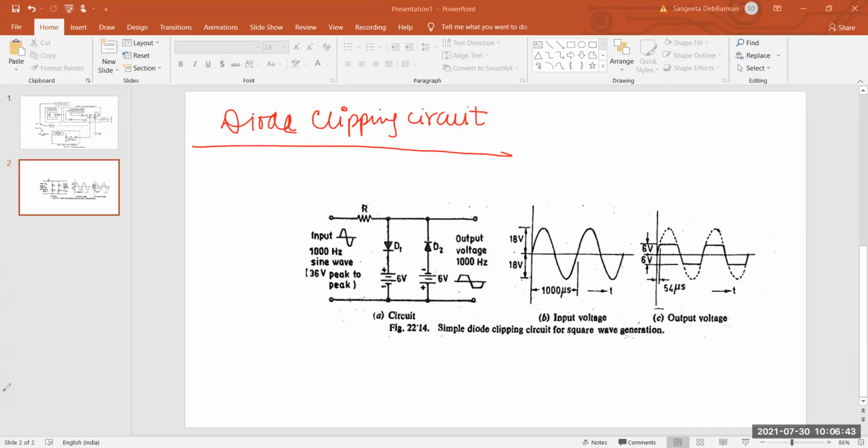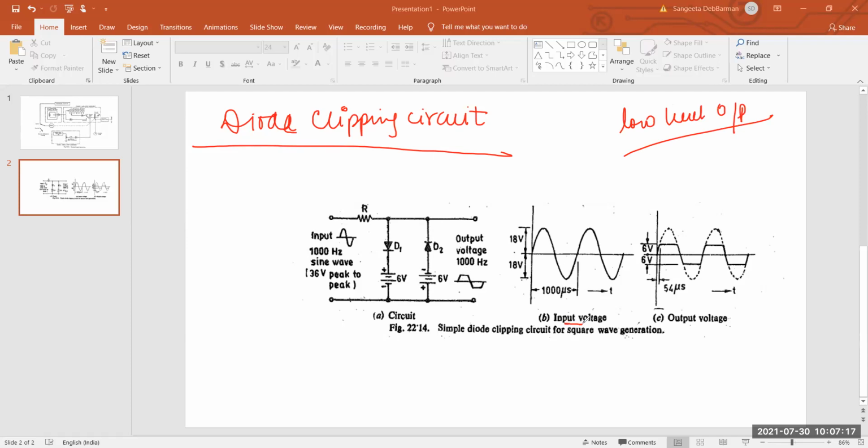Okay, so simply you see here written at the bottom of this picture: simple diode clipping circuit for square wave generation. Now you can see here a simple diode clipping circuit is mainly used for one thing, you remember, low level outputs. Okay, when you require low level output, then this kind of diode clipping circuits are important. So diode clipping circuits produce an approximate square wave by shaping an input sine wave.